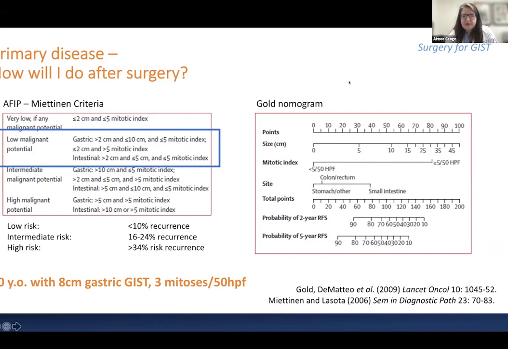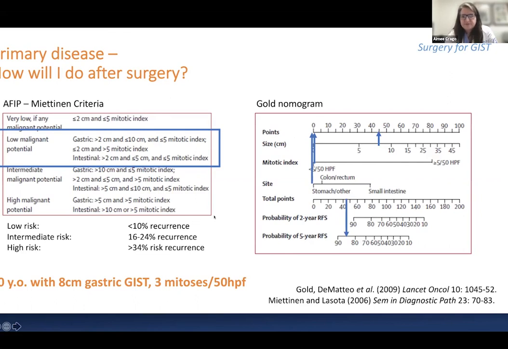If you plug this into the Gold nomogram, what you see is an 8 centimeter tumor gets 45 points. The fact that it has a low mitotic index gives you no points. The fact that it's in the stomach, again, no points. So this patient has a total of 45 points in the nomogram. The total of 45 points puts you at a risk of just about 15% recurrence after 5 years. So this is a little higher risk in this predictive model than in the Miettinen criteria, but in the same overall range.